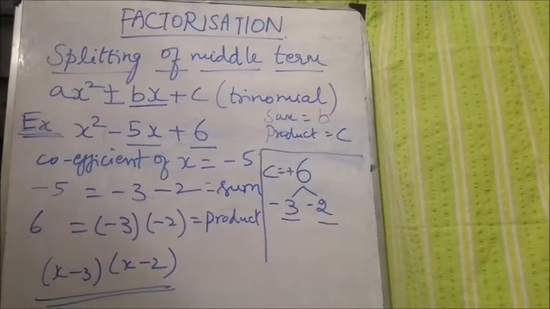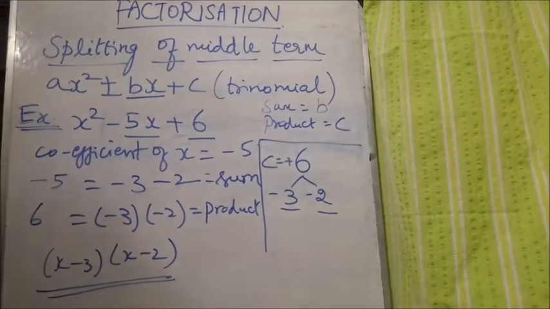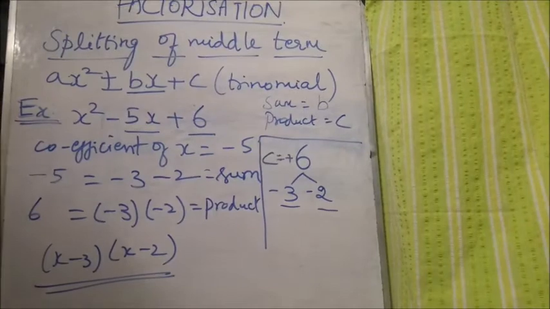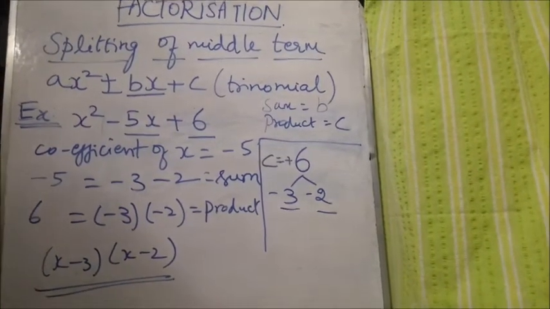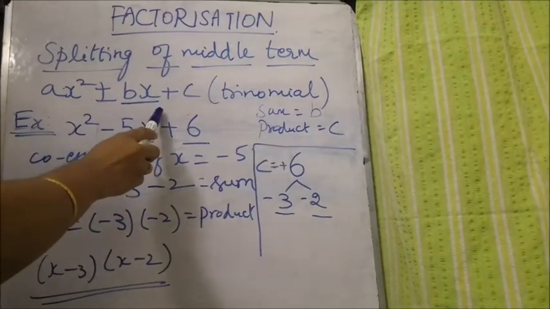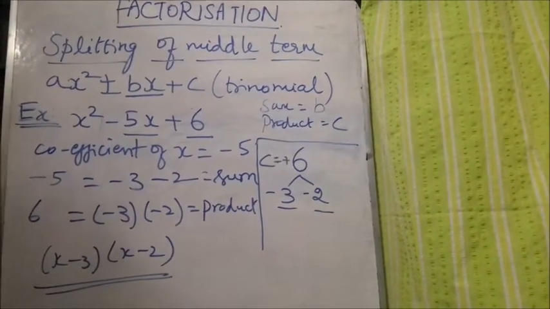The topic we are going to see today is factorization, and in factorization we are going to see how we are going to split the middle term. So consider a trinomial of the form ax square plus or minus bx plus c. So in this, how do we split the middle term?